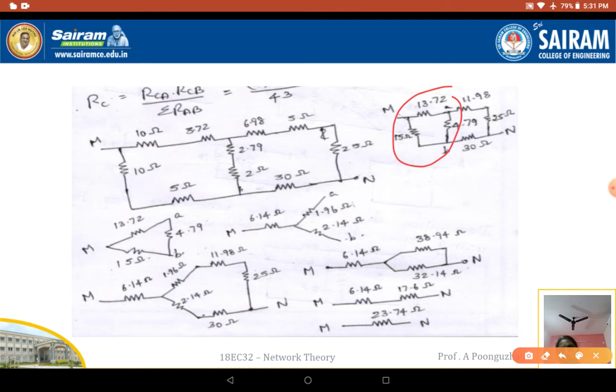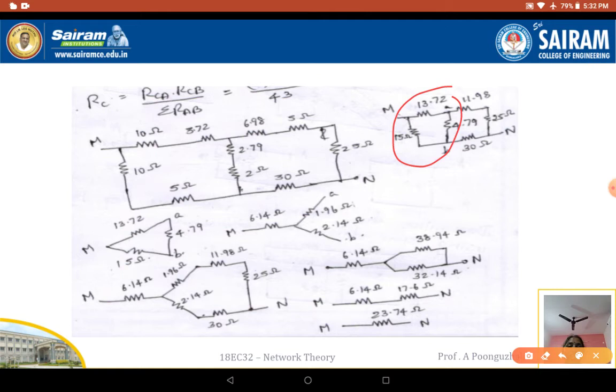Your RA/RB plus RB/RC plus RC/RA divided by 4.79. So I will be getting here 6.14. So convert this delta to star and redraw the diagram there. So M is going to be 6.14, then 1.96 and 2.14. I have 11.98, 25, here 30.